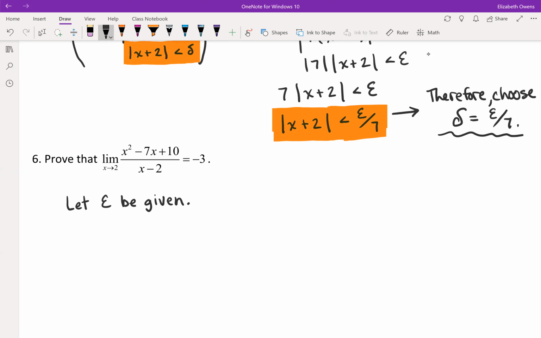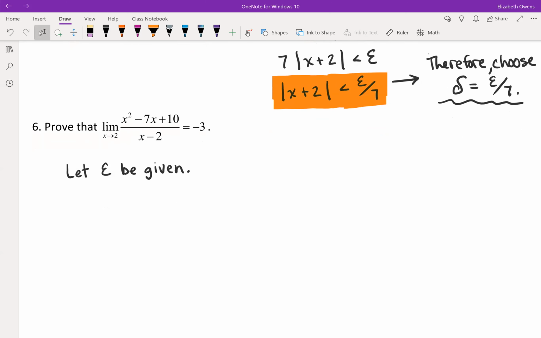And we're going to find you a delta based on the information that's given to us. Okay, let's write our limit definition. That's a good place to start. Absolute value of f of x minus L is less than epsilon when absolute value of x minus c is less than delta. And let's see what goes where.